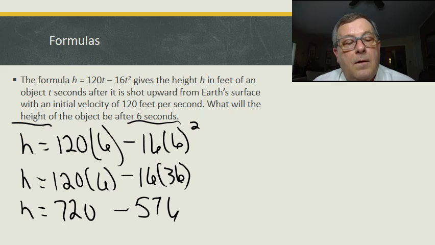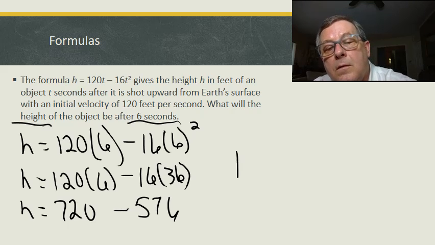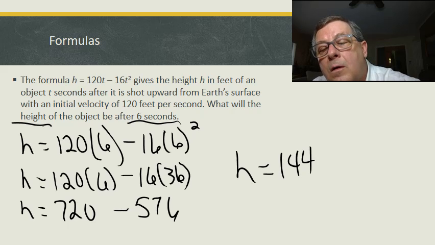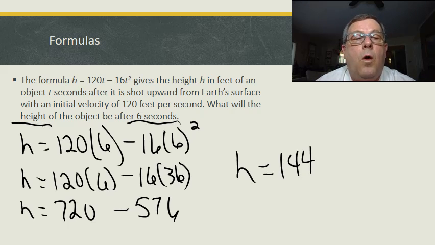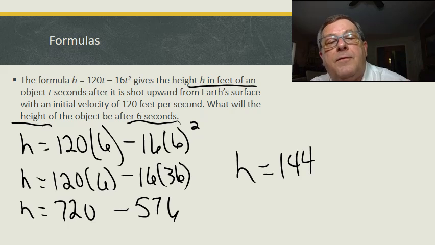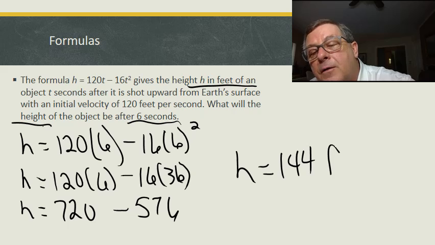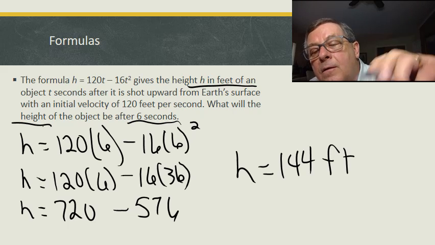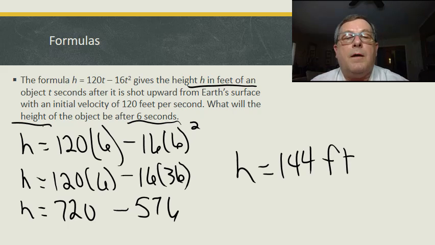And our height is going to be 144. Now, 144 what? Well, it's height in feet. We're told right here, height in feet. And so it's 144 feet. All right, there we go. We used a formula. How about that?